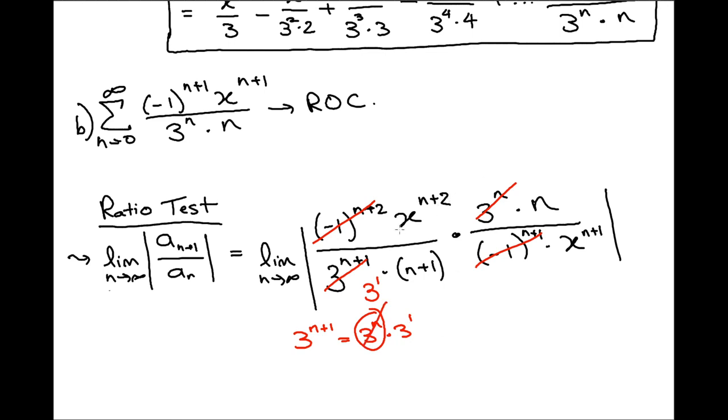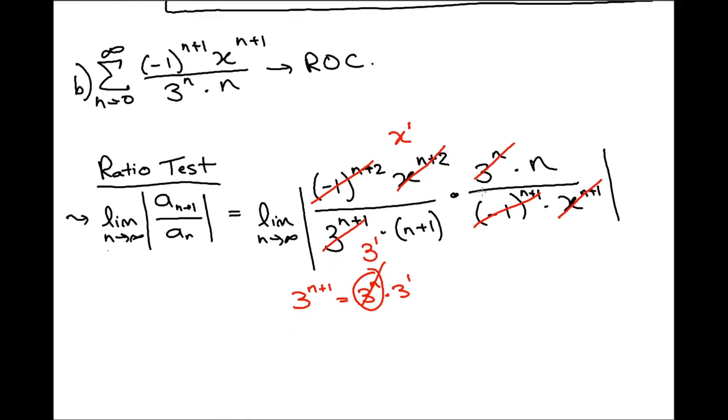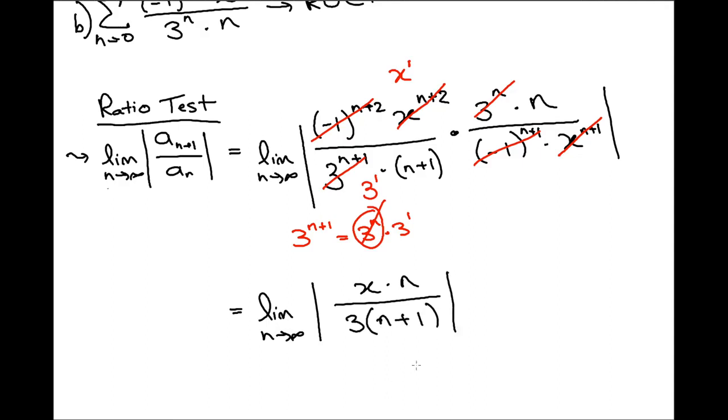Okay? In the same vein, this x to the n plus 1 is going to cancel with this x to the n plus 2, and we're just going to be left with an x to the first over there as well, right? So all said and done, what we're going to be left with is the limit as n goes to infinity. The absolute value still stays. We're going to have an x times n over 3 times n plus 1. Okay, cool.